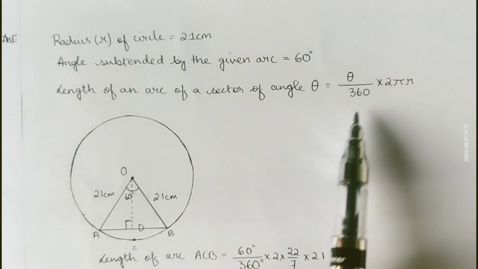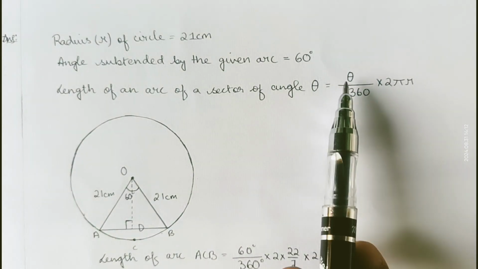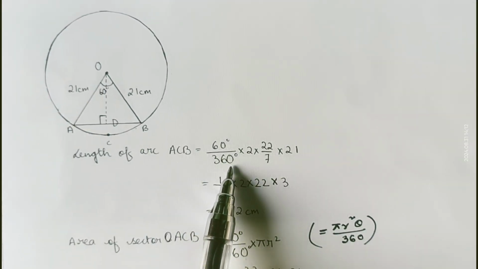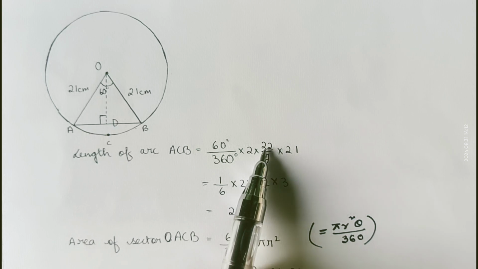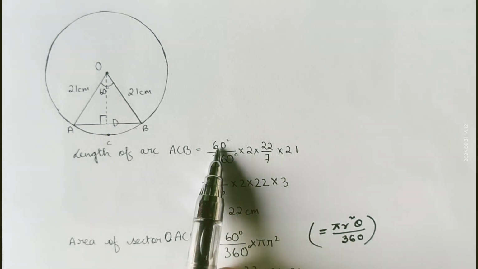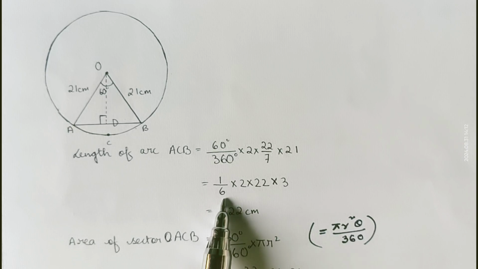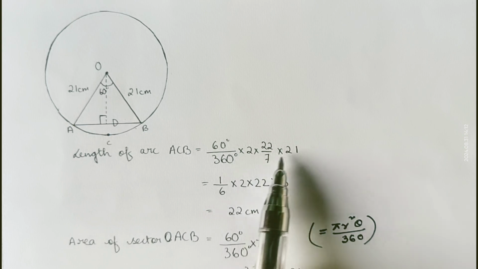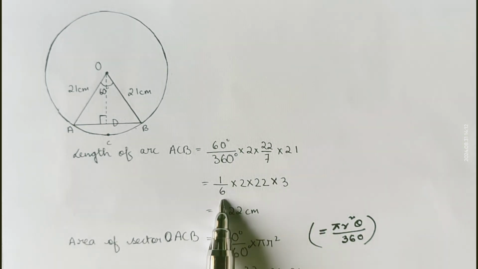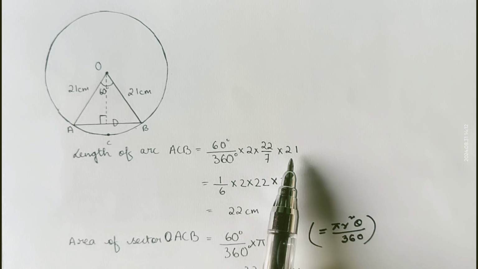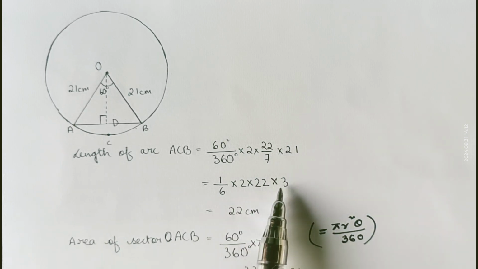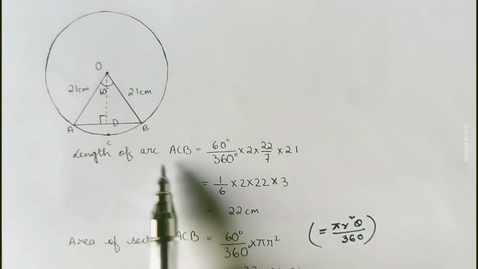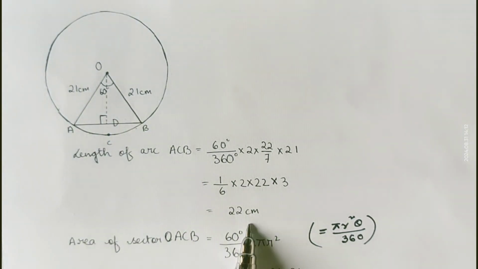Now length of the arc formula is 2 pi r theta by 360. We can write theta by 360 into 2 pi r. Here theta is 60 degree, so 60 by 360 into 2, instead of pi we are writing 22/7 into r is 21. 60 and 360 if I cancel, it will be 1/6 into 2 into 22. 21 and 7 can be cancelled. 7 3 are 21, so it will be 3. So 1/6 into 2 into 22, and 21/7 is 3. Now 3 2 are 6. 6 and 6 can be cancelled. We are left with 22. Therefore length of the arc ACB is 22 cm.